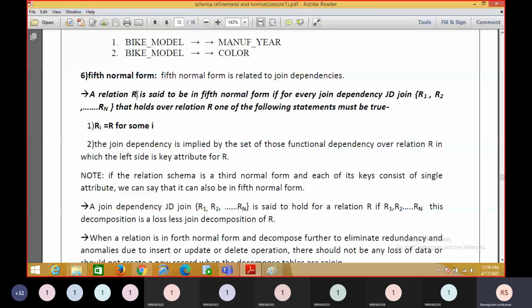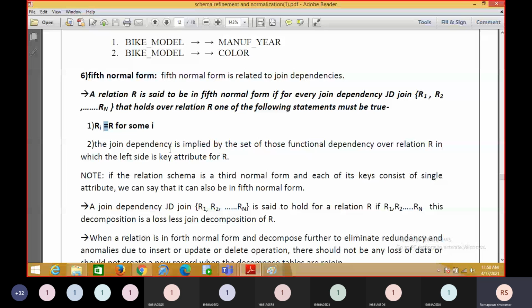join of R1, R2, R3, R4, and so on Rn. We are joining the multiple tables that holds over the relation R. One of the following statements must be true, either it is first, second or third. So R_i equal to R for some i. So the joint dependency is implied by the set of functional dependencies over relation R, where the left side is the key attribute of R.